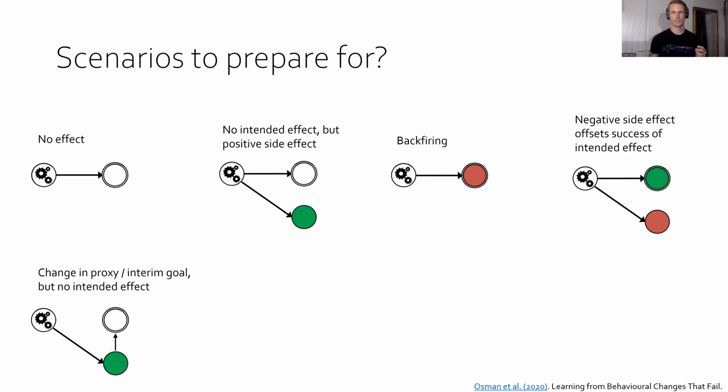Or you might be interested in health outcomes, and physical activity would be just one proxy or interim goal towards that better health, for example. Then you might notice that people are moving more, but they are not getting healthier. So that might prompt new questions for you. You might have a situation where you have a positive result, but it also triggers a negative later behavior.